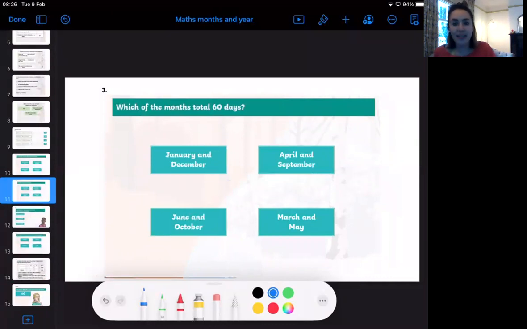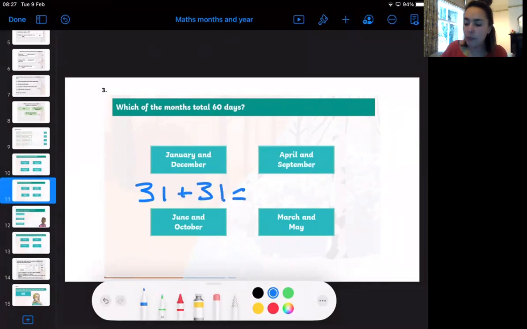Exactly the same kind of activity here. Which of the months total 60 days? So you're going to add up the number of days in January. So we know in January there are 31 days. I know in December there are 31 days. Now add those two together and see if they total 60 days. You need to do that for each one, each pair of months.